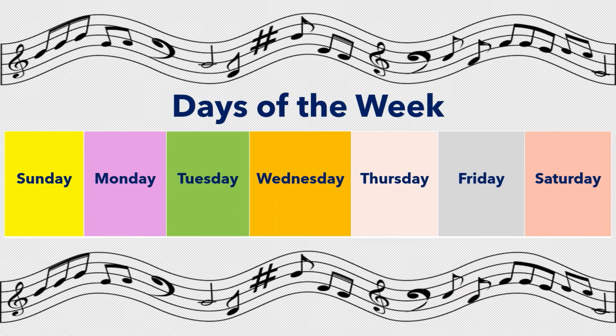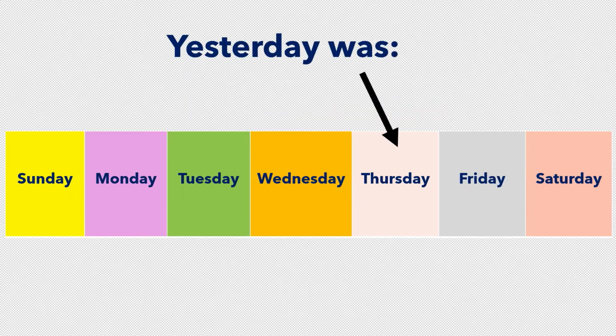Days of the week. Days of the week. There's Sunday and there's Monday, there's Tuesday and there's Wednesday, there's Thursday and there's Friday, and then there's Saturday. Days of the week.